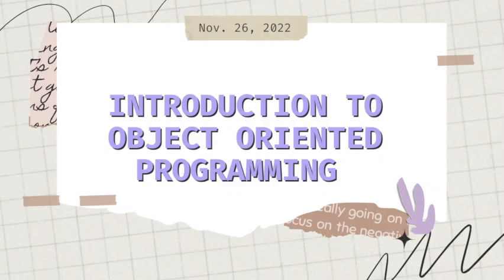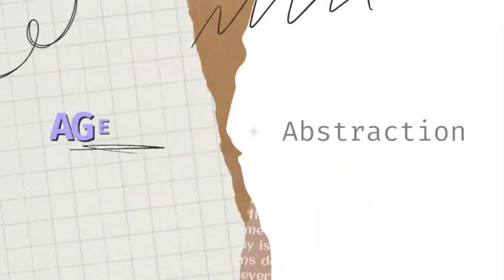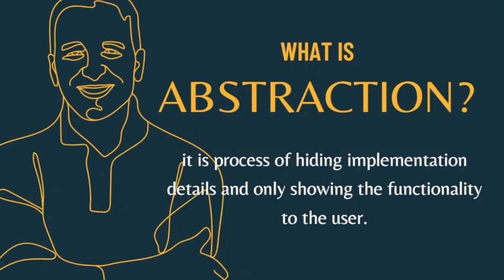So first of all, let's jump into what abstraction means. What does it mean by abstraction when it comes to programming and when it comes to object-oriented programming? It is a process of hiding implementation details and only showing the functionality to the user. In other words, what the particular object-oriented program is supposed to do is not shown to the user, but what the user needs is what is shown to the user.